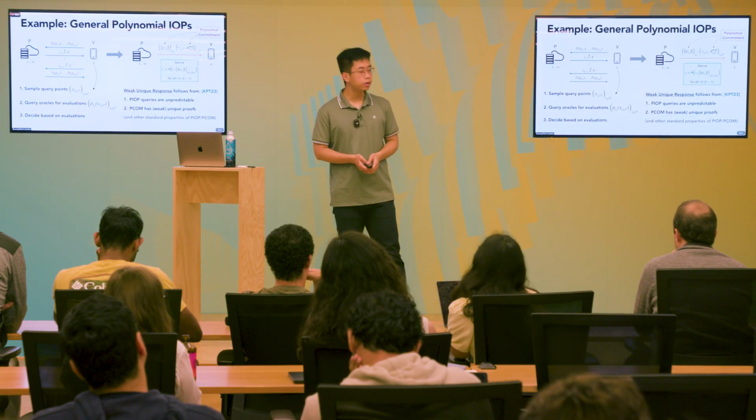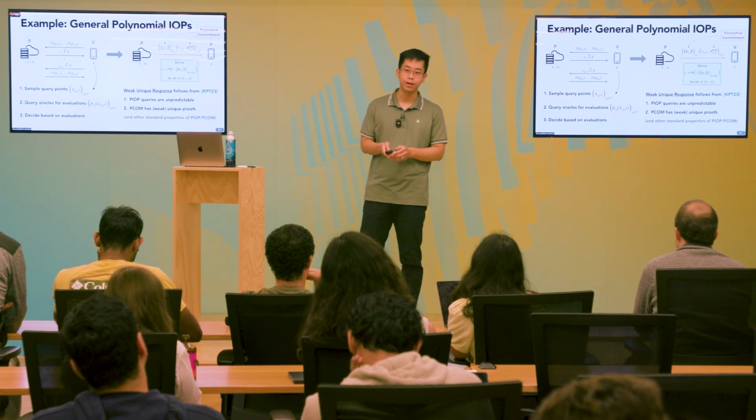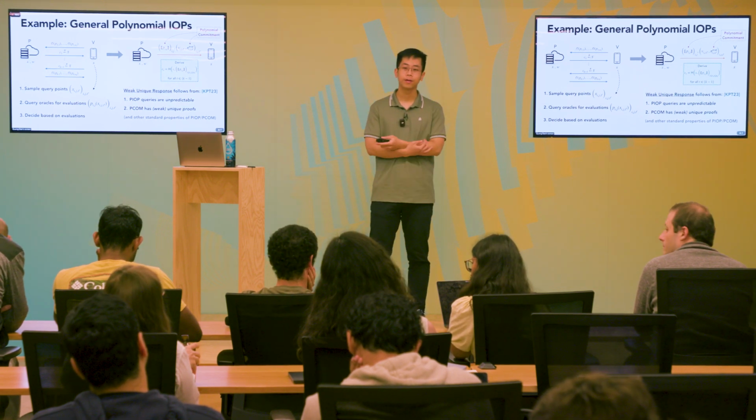Is there a relationship between weak unique response and round by round soundness, or notions that come up when analyzing security of Fiat-Shamir in the standard knowledge soundness setting? Yeah, I don't know, but if there is, that would be very nice. I mean, it's interesting that your canonical example of something that is not simulation extractable when using Fiat-Shamir involves repetition, which is the canonical example of when Fiat-Shamir is just not secure, period. Yeah, and they feel a little bit related.